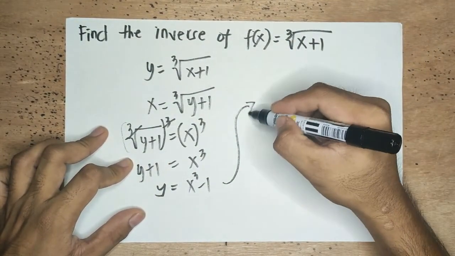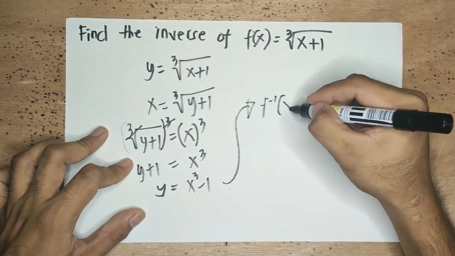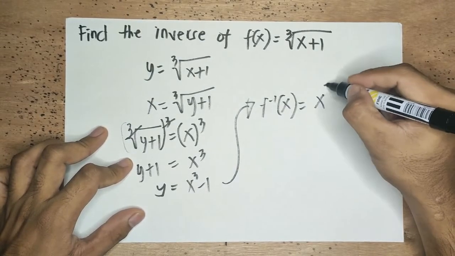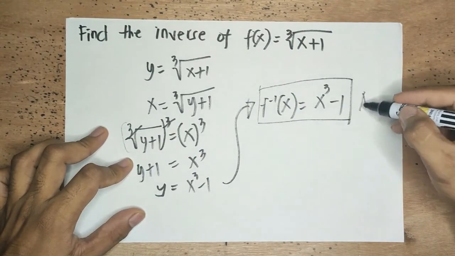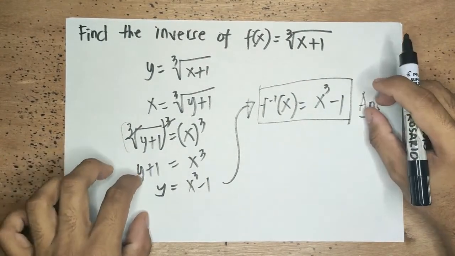Or f negative 1 of x is equal to x cube minus 1. So this is the inverse of the given function. Okay?